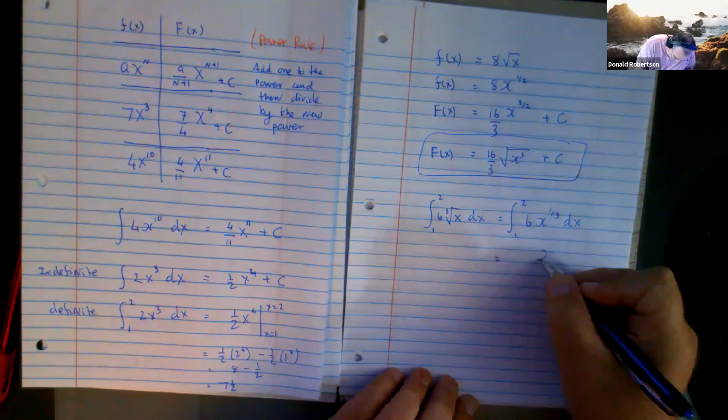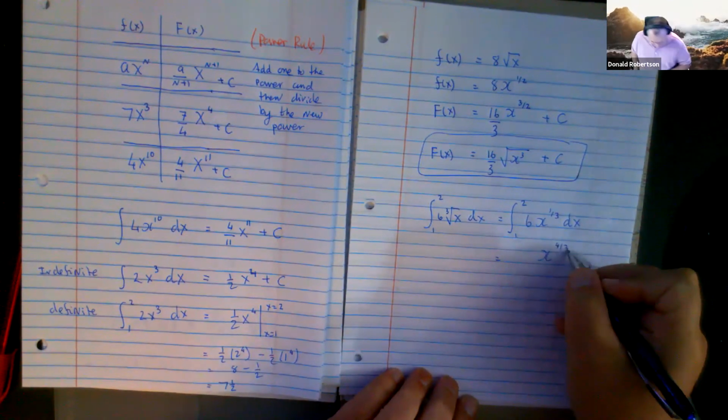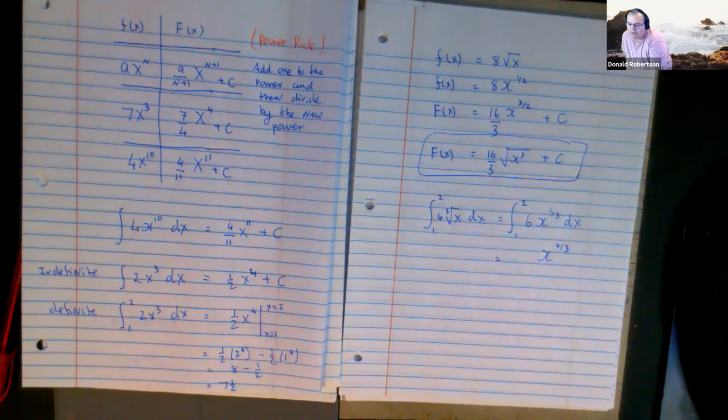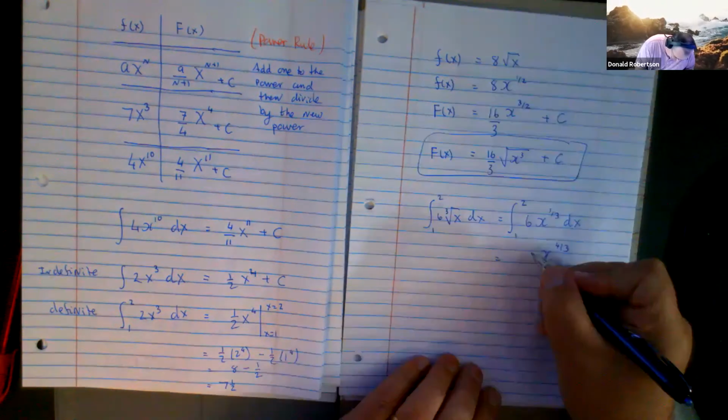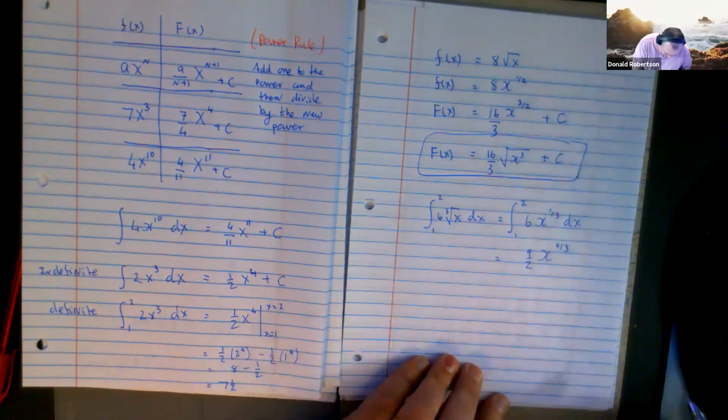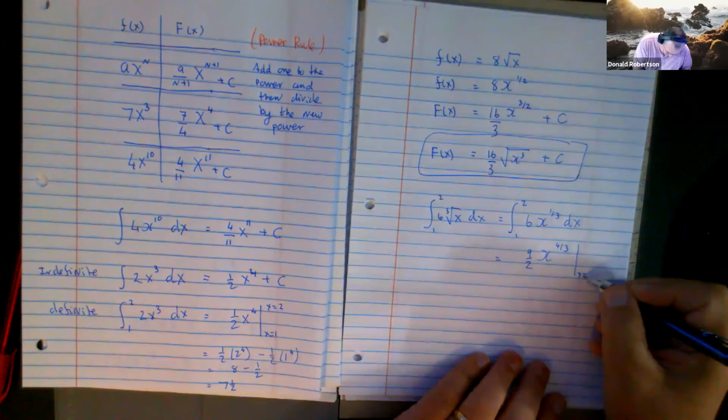Add 1 to the power. Now divide by the new power, which would be times 3/4. And if you do 3/4, darn it, that's a hard one. I wish I hadn't picked that. You get 18/4, which is 9/2. Are you happy with it being 9/2? If I screwed up, tell me now.